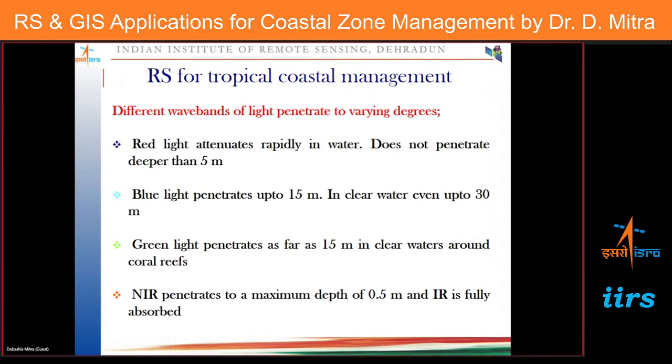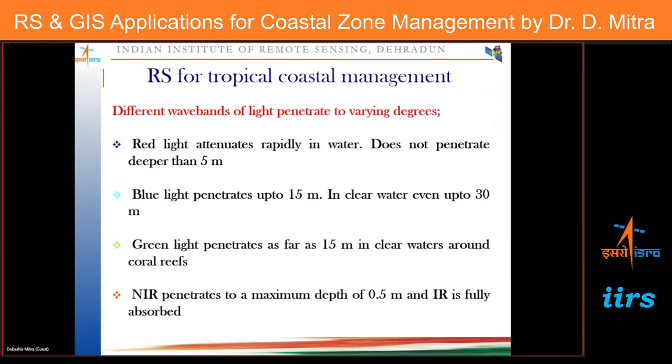It has been seen that red light or the red band attenuates rapidly in the water. That means it cannot go much deep in the water. It doesn't penetrate deeper than 5 meters. So if using the red band, you cannot have any information at more than 5 meters depth. Blue light penetrates up to 15 meters, in clear water even up to 30 meters. So blue light has the maximum penetration capability.